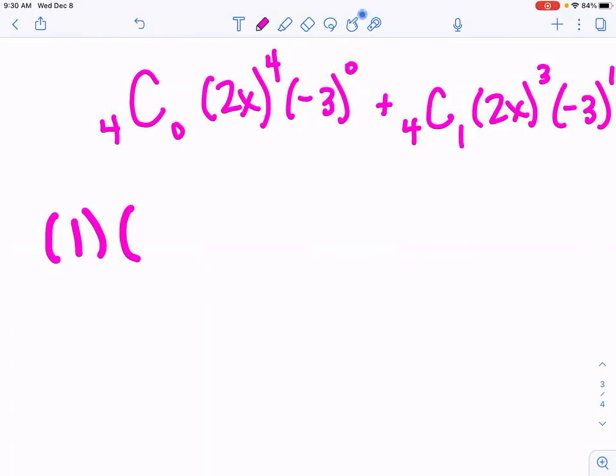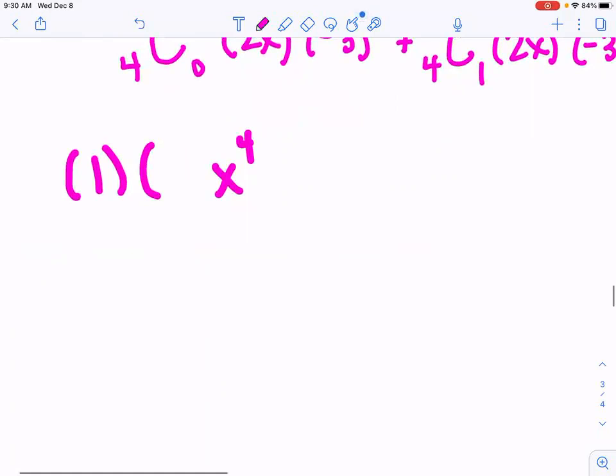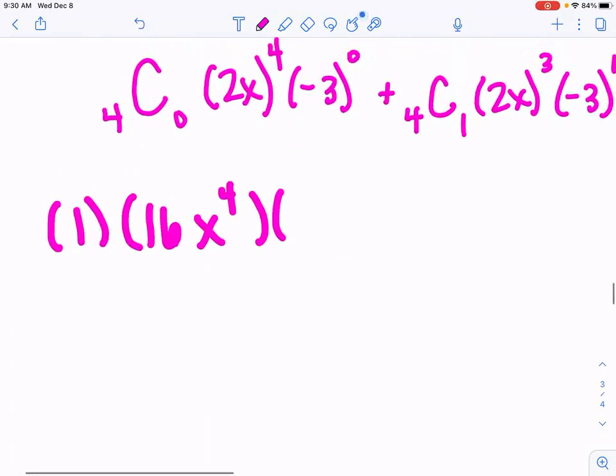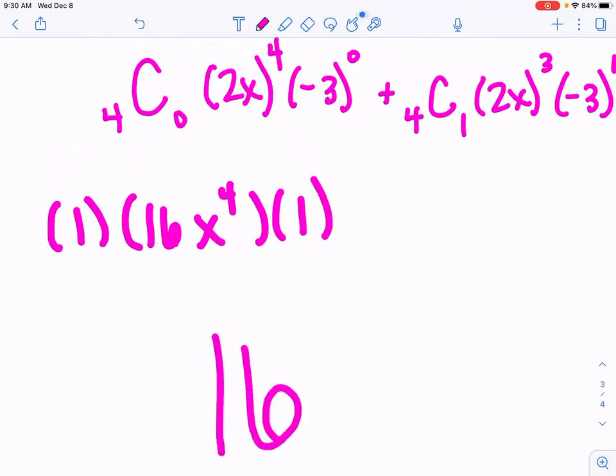Okay. Now, if we take 2x, the quantity to the 4th, yes, x gets to the 4th, but 2 also gets raised to the 4th also. What's 2 to the 4th? Okay. And anything to the power of 0 is 1. Okay. So our first term is 16x to the 4th.